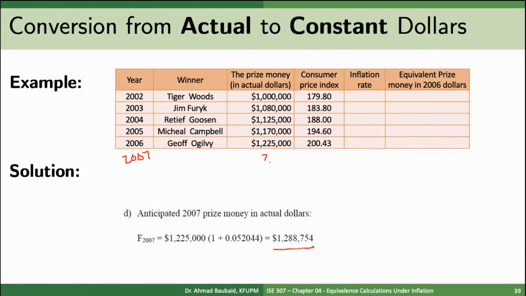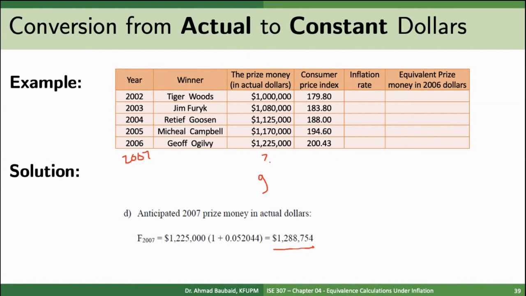Of course, it may not actually be this value, because remember, the growth rate, G, that we computed, is an average. Sometimes some years it grows more, sometimes it grows less, it varies. But on average, we expect this amount to be the 2007 prize money in actual dollars.